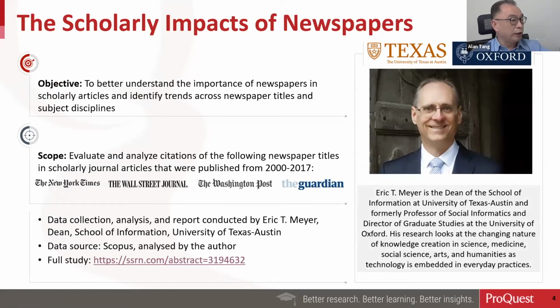The survey was performed by Ms. Mia, who is the information librarian at the University of Texas, Austin. The objective is to have a better understanding of how important newspapers are in scholarly articles, and to identify trends across newspaper titles and subject disciplines.